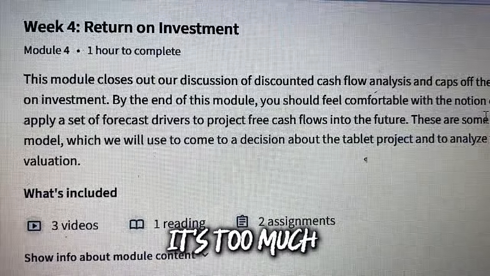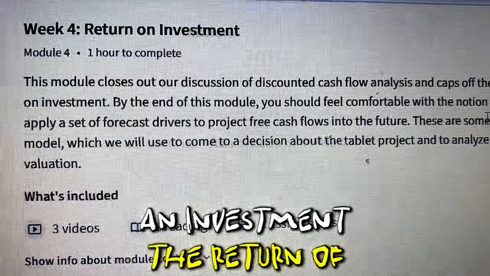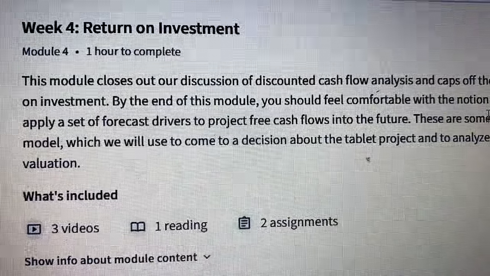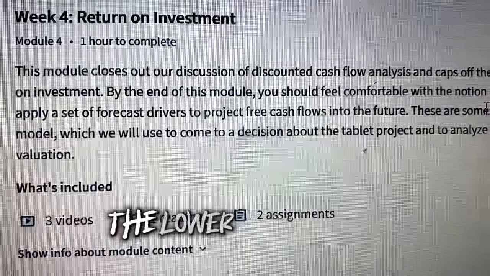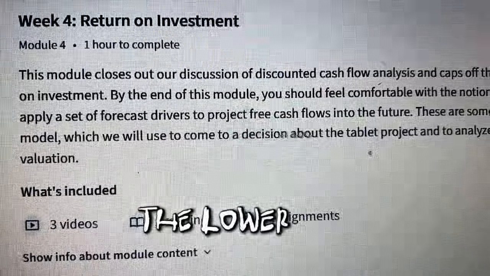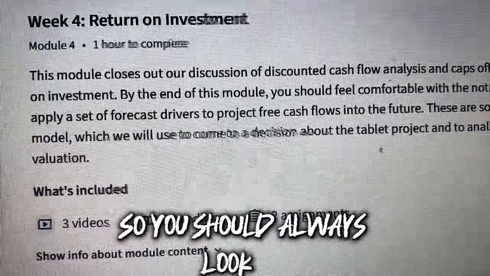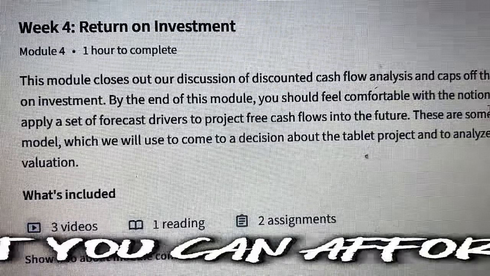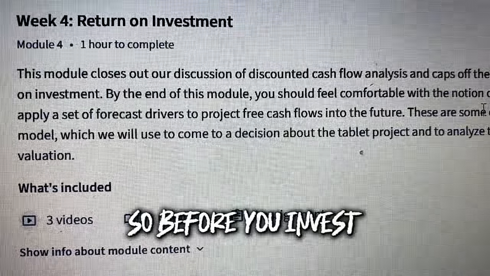If it's too much, remember, the higher the return on investment, the higher the risk attached to that particular type of investment. The lower the return on investment, the lower the risk factor. So you should always look at what you can afford to risk before you invest in a particular type of business.